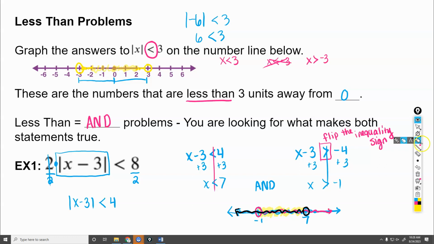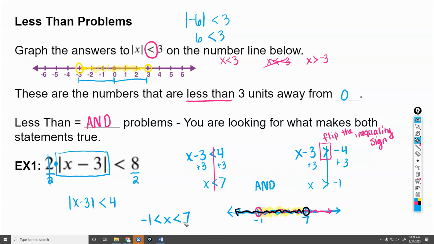So the way that we are going to write in between answers is we are going to put our lowest number first, -1. We will always use less than signs, okay? Always. Even though it was a greater up here, don't worry about that. Always use less than signs. -1 is less than x less than 7.